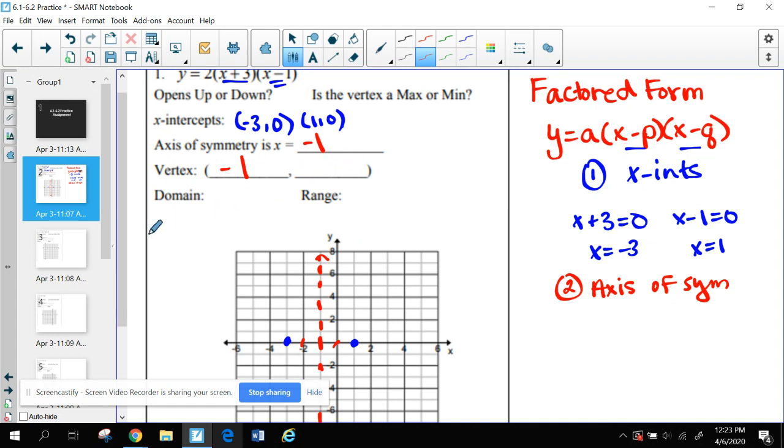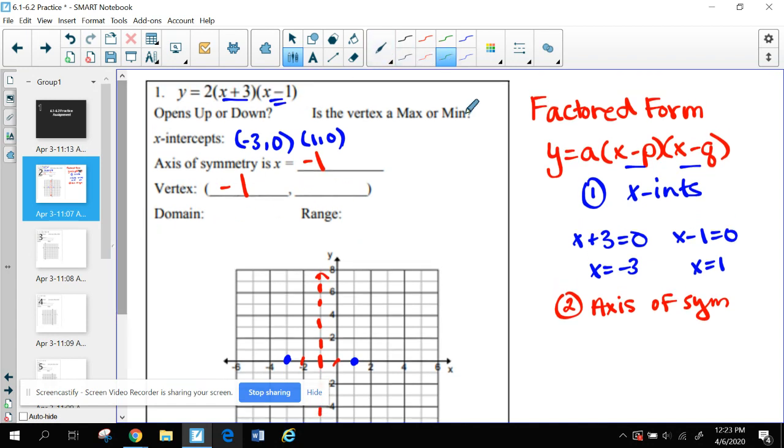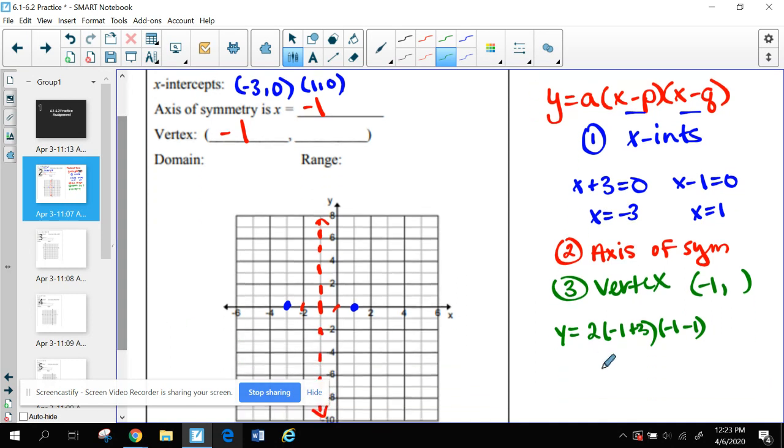So now I can find the second part of my vertex by substituting negative 1 in. Over here I'm going to do the work for the vertex. I know it has to be at negative 1, something. To find that, we're just going to plug negative 1 in. So you're going to do 2 times negative 1 plus 3 times negative 1 minus 1. This ends up being 2 times 2 times negative 2. It's all multiplication, so 2 times 2 is 4, and 4 times negative 2 is negative 8. So we get our vertex at negative 1, negative 8.